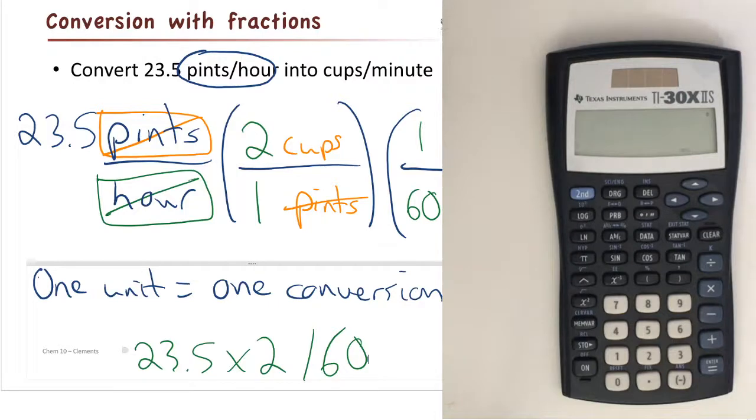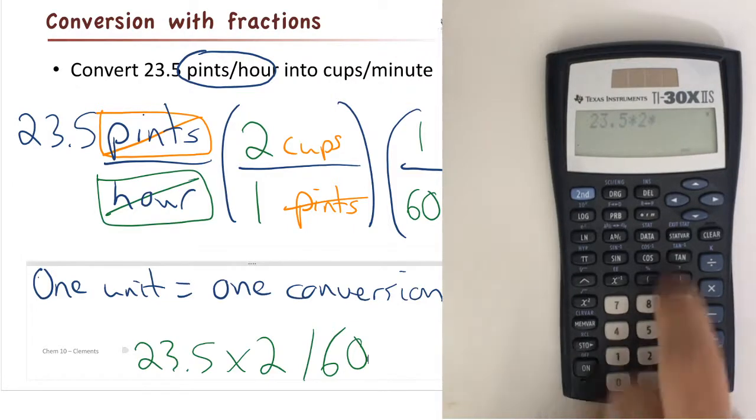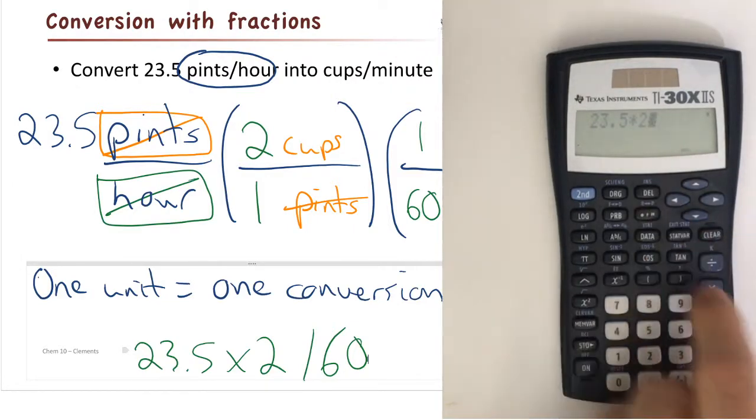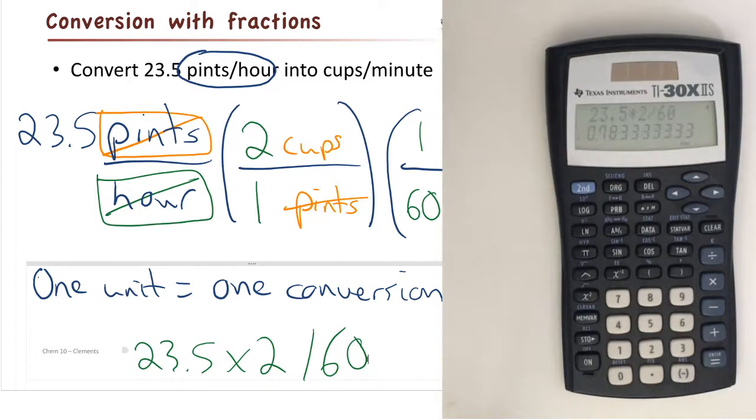So I'm going to do it again, 23.5, and then I'm going to multiply by 2, and then I'm going to divide by 60, and it looks something like that. That looks a little bit better, and I get the answer of 0.7833333333. What do we do next?